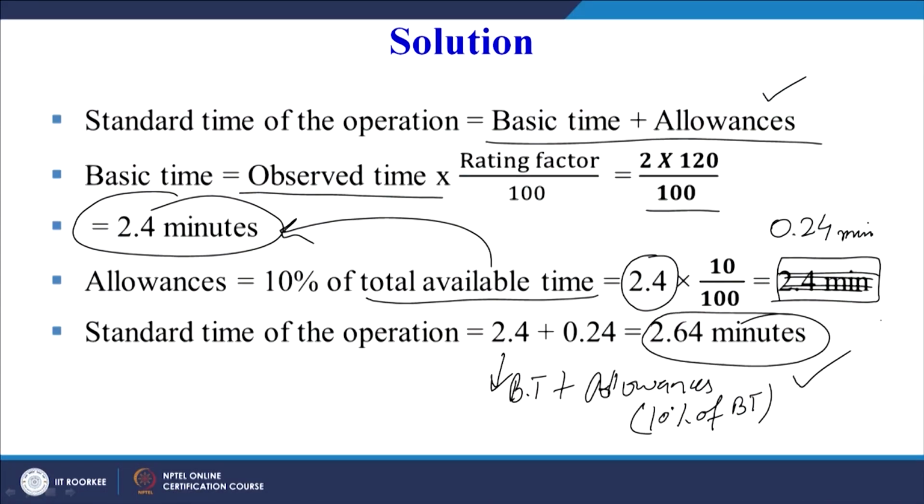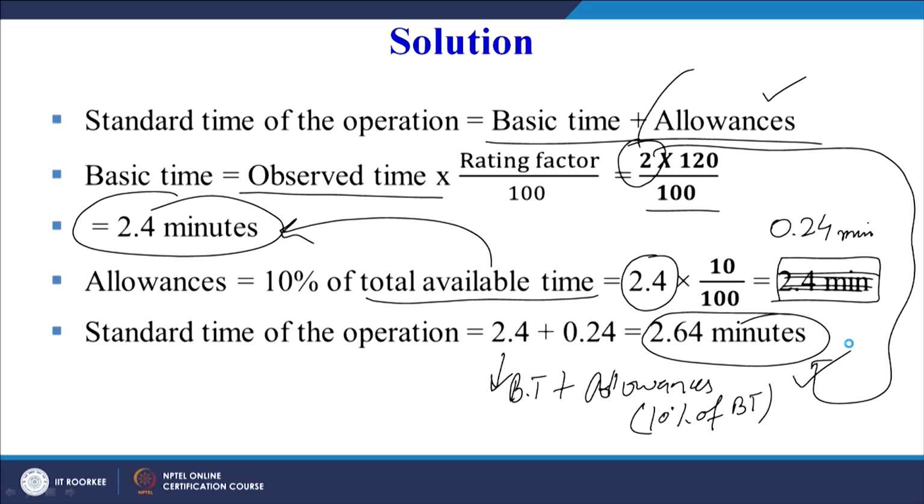Now, here we have seen that it must have taken 2.4 minutes to perform that activity using a standard level of performance, but we are giving 0.24 minutes as the additional allowances. So, the standard time becomes 2.4 plus 0.24, which is 2.64 minutes, the standard time for performing an activity which otherwise would have taken 2 minutes only. This is the direct measurement, 2 minutes, but then we have added the allowances and the rating factor to bring it to 2.64 minutes.